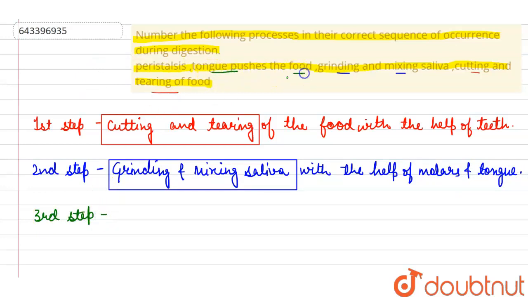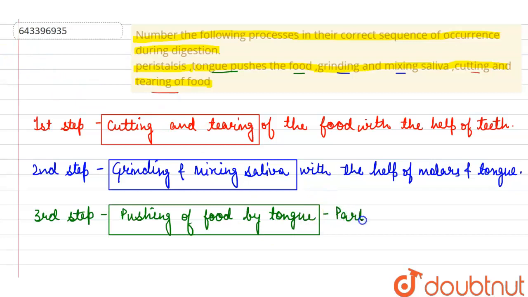Third step will include tongue pushes the food downwards. When some part of food is chewed, the tongue makes it into a spherical mass like structure called bolus. So the third step will be pushing of food by the tongue.